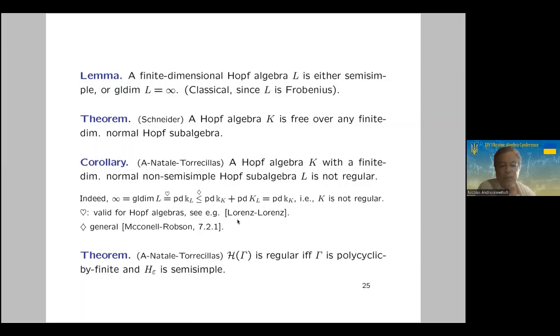And as a consequence, H gamma is regular if and only if gamma is polycyclic bifinite, which is needed for Noetherianity, and the finite dimensional algebra H epsilon, which I mentioned before, was one of our inputs, is semi-simple. And this happens because H epsilon dual is contained in H gamma as a normal Hopf subalgebra.